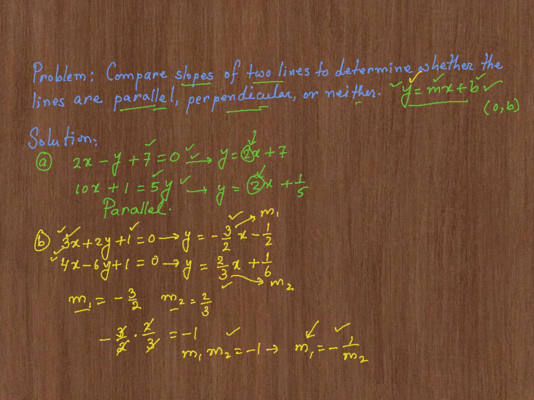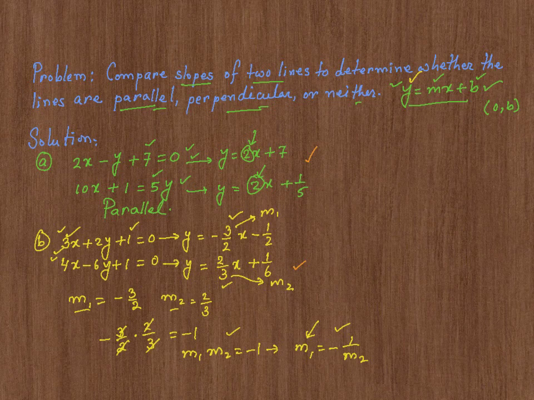Now if the first condition doesn't hold, which means the slopes are not equal, and the second condition doesn't hold, which means that their product is not negative 1, or equivalently the slopes are not negative reciprocals of each other, then the lines under consideration are neither parallel nor perpendicular. So we have covered pretty much all different cases. These are all the possibilities.